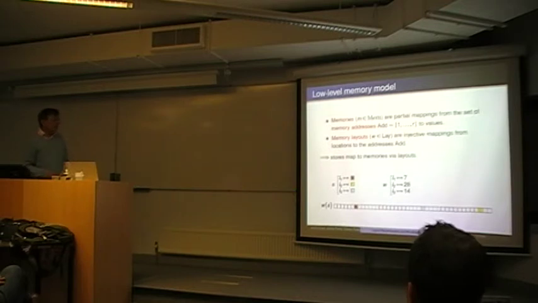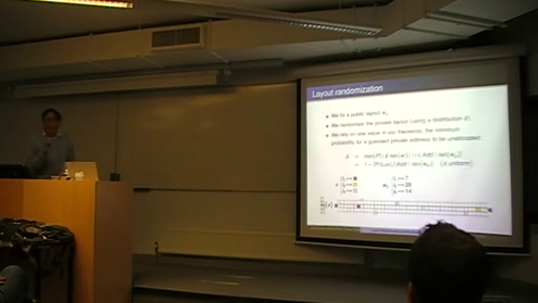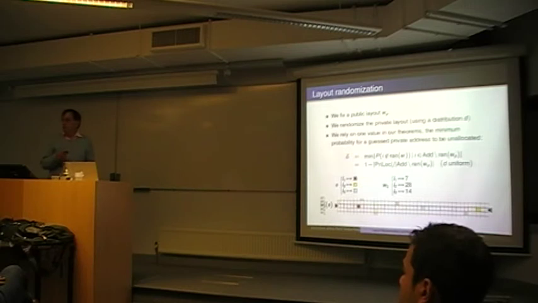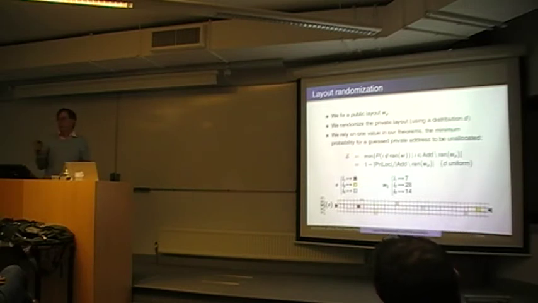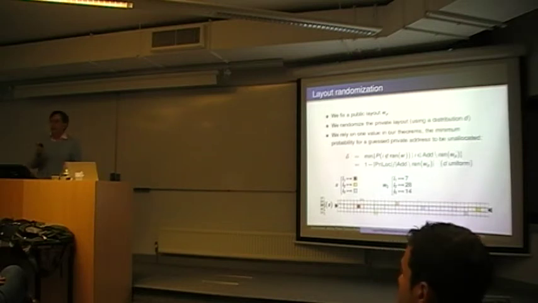Okay. Good. So we fix a public layout because that's meant to be completely visible. We're not going to worry about that. But what do we do with private layout? We're going to randomize it. So we take a distribution, a fixed distribution, which I'm not going to tell you what it is. I mean, you choose it, but that doesn't matter too much.